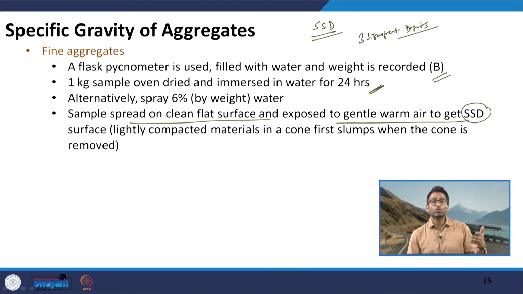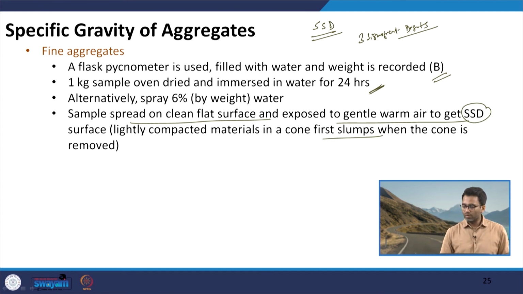So, the question is how you will know that the SSD condition has been achieved. So, what we can do, after visual observation, we know that the material is in the saturated surface dry condition. We can take some material, put it in a cone with light compaction. The cone will have a slump when the cone is just removed. So, this will indicate that the material is in the saturated surface dry condition.